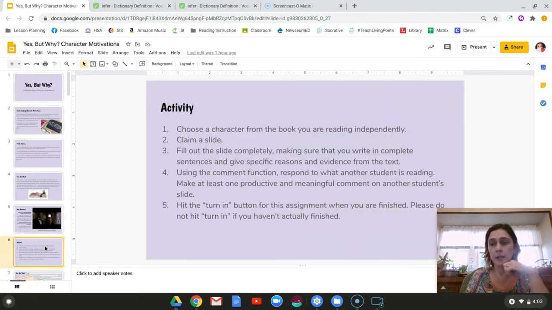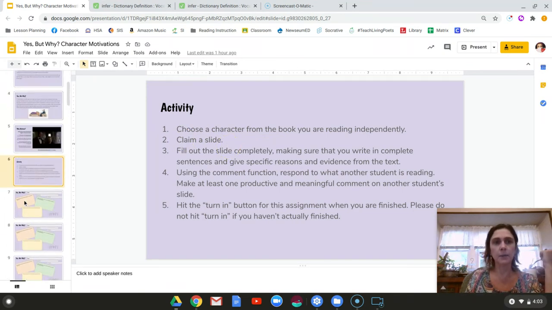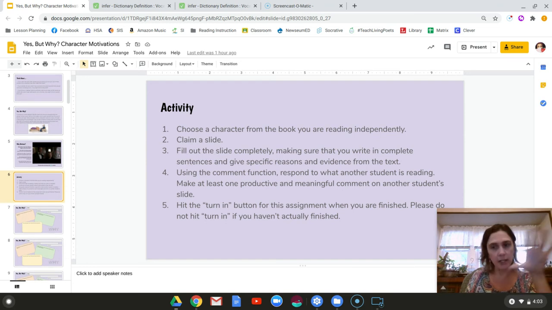So here's our activity. I want you to choose a character from the book that you're reading independently, just like I've been having you do all week. I want you to go claim a slide. Okay, there's a bunch of slides here. Claim one, put your name on it. Only touch your own slide. Put your full name, please, first and last names. I have a couple of people with the same name, and I need to know which person is which.